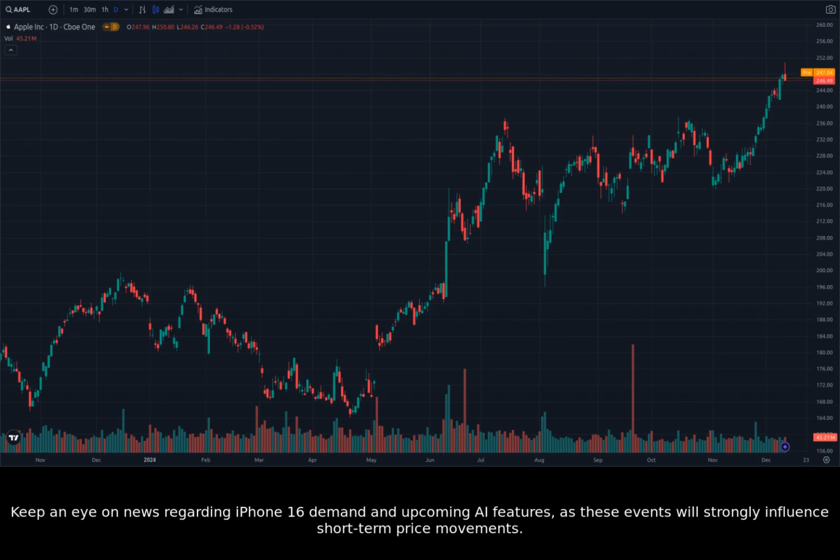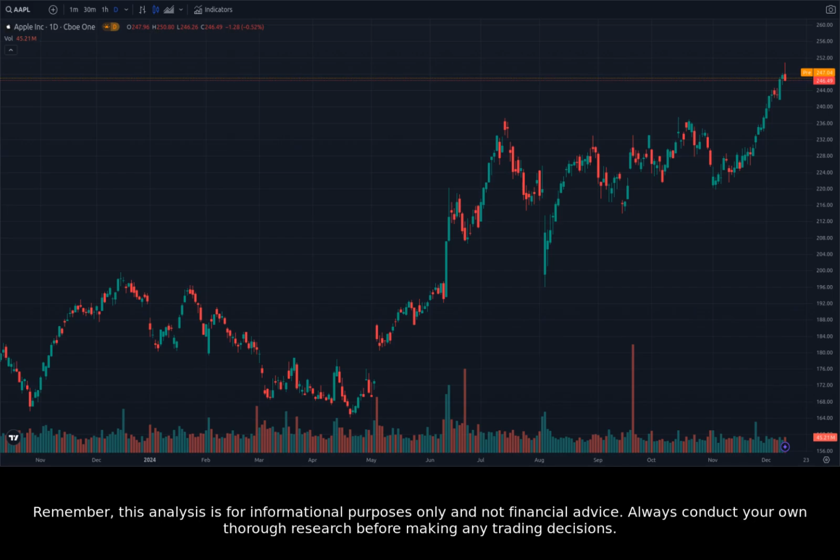Keep an eye on news regarding iPhone 16 demand and upcoming AI features, as these events will strongly influence short-term price movements. Remember, this analysis is for informational purposes only and not financial advice. Always conduct your own thorough research before making any trading decisions.